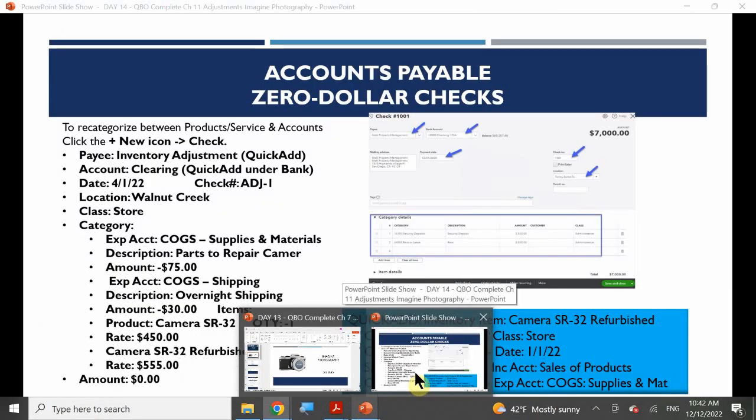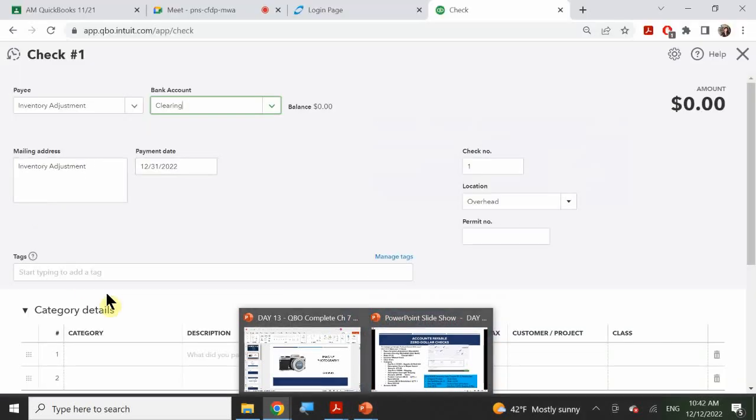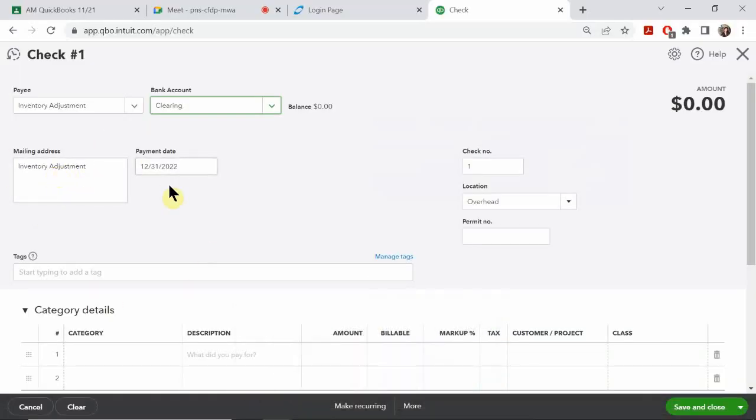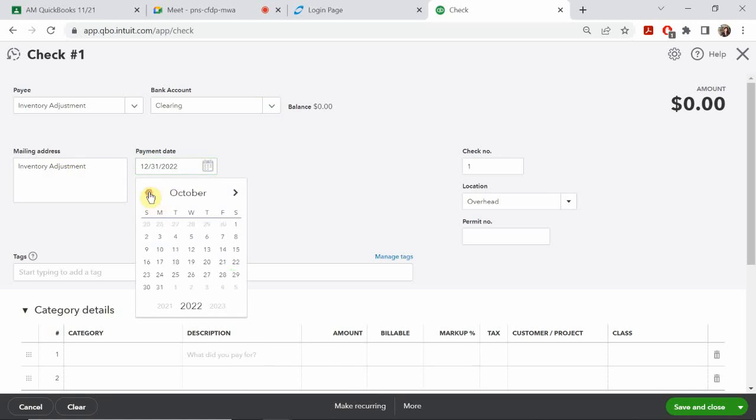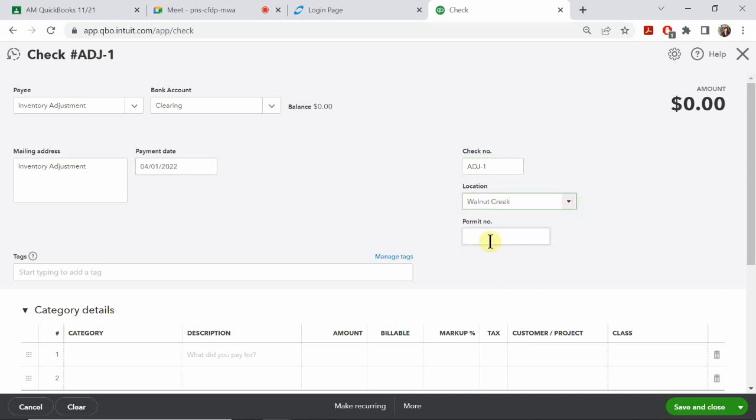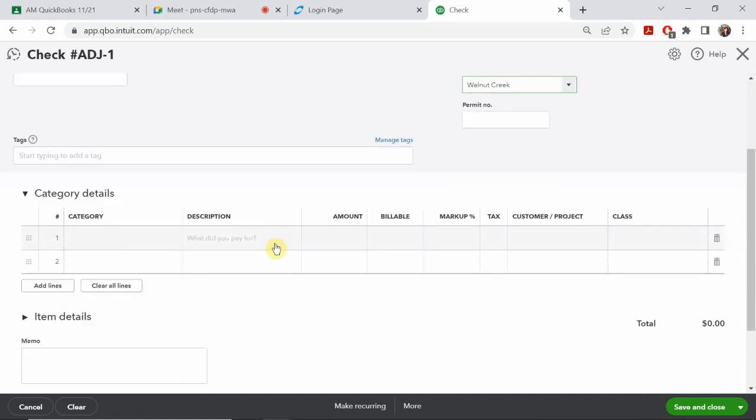Date once again is going to be April 1st, and it's going to be check number adjustment number 1. It's going to be for the Walnut Creek location for the store. So again, we're going to have this to April 1st. And then we said adjustment 1. Location, Walnut Creek. So in this case, maybe somebody brought in the broken camera from Walnut Creek location. So now I'm going to go ahead and repair it.